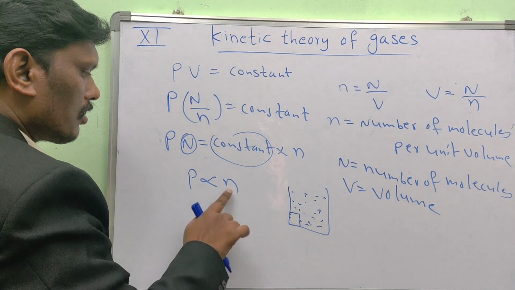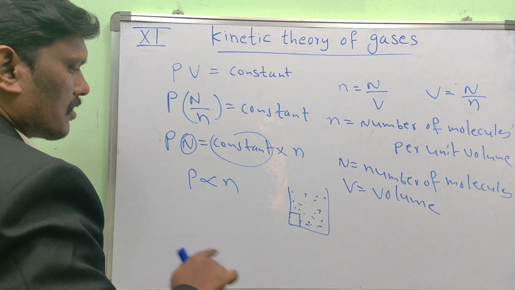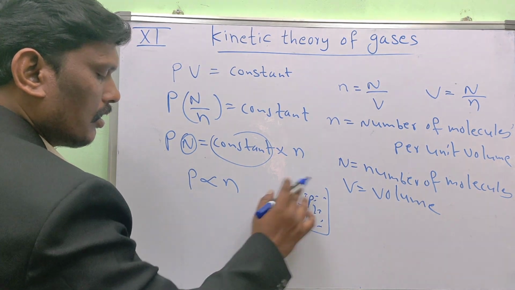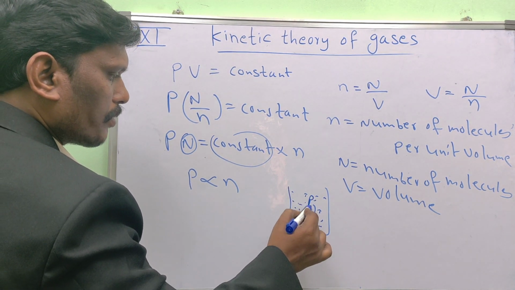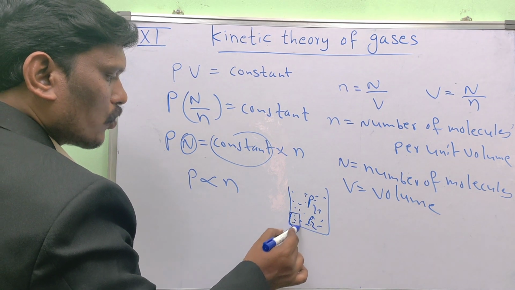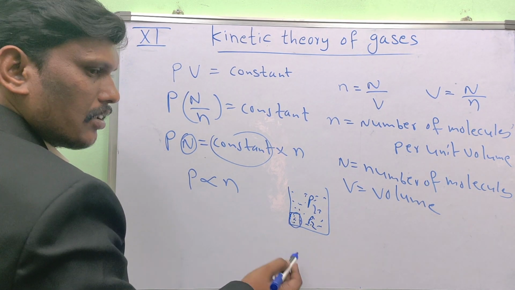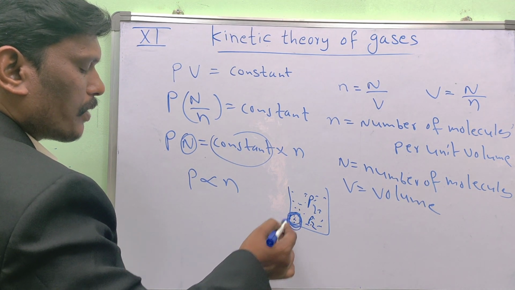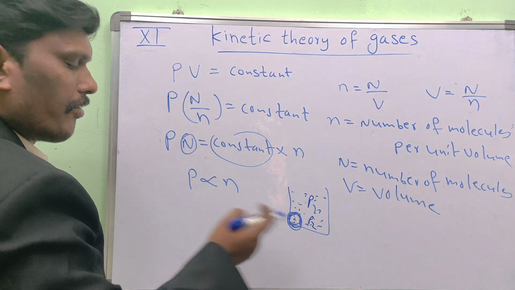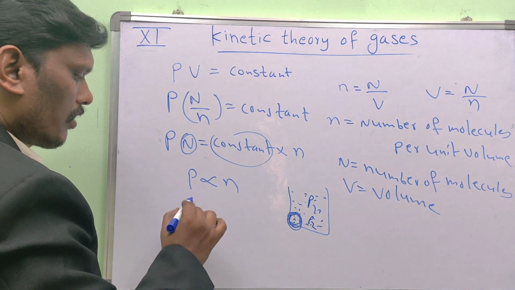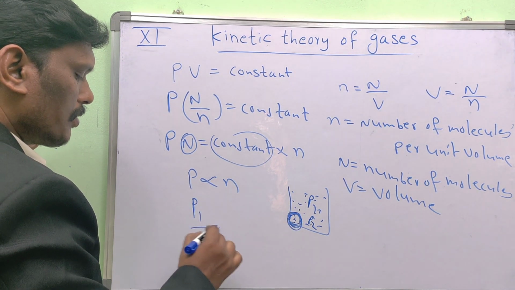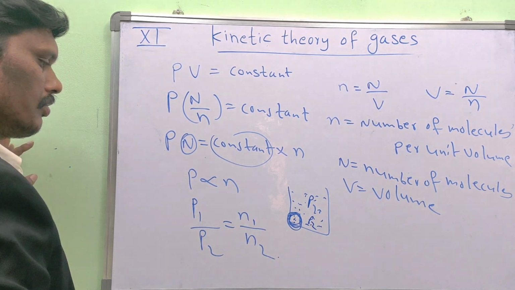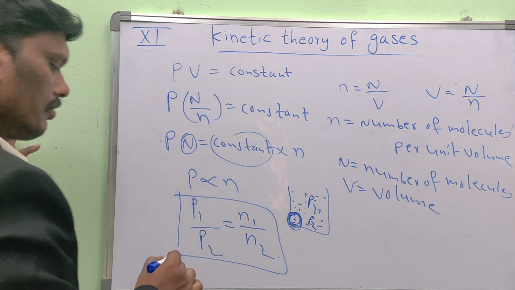That's why the number of molecules per unit volume will change. If pressure changes, what happens? This is one case at pressure P1. If I consider the same gas at pressure P2, what will happen? In this volume, the number of molecules will definitely change. Why? Because pressure changes. That small n means the number of molecules per unit volume. That is changing when pressure changes. Both are directly proportional. That means P1 by P2 is equal to N1 by N2. Note down.